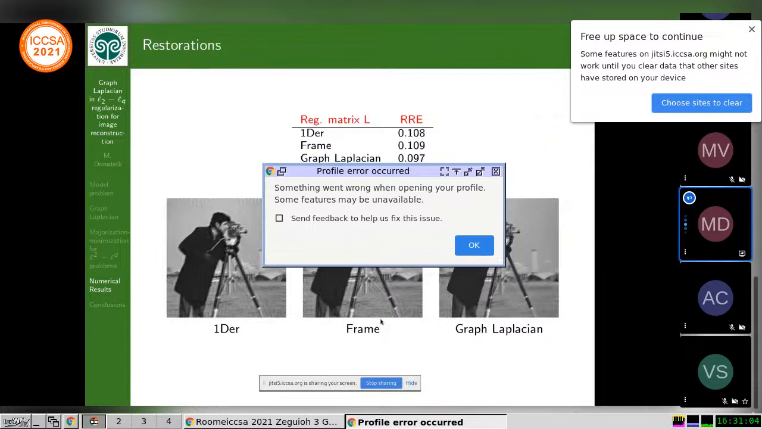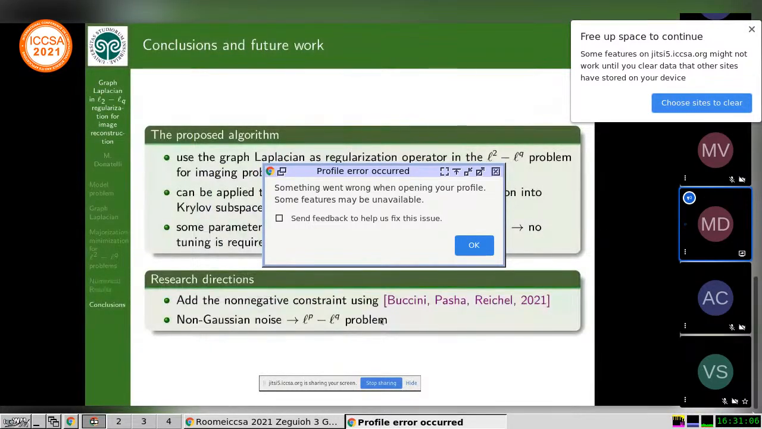So I skip the image deblurring problem, and just to conclude, not so in time for the coffee break, I just stress that possible extensions, of course, as Lothar Reichel showed in the previous talk, are to go in the direction of considering also the LP norm for the data fitting term, and in the computer tomography application, of course, it will be crucial also to add the non-negativity constraint. Thank you very much for your attention.